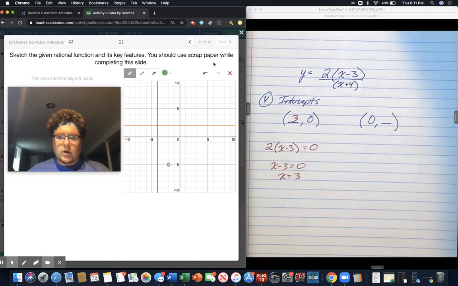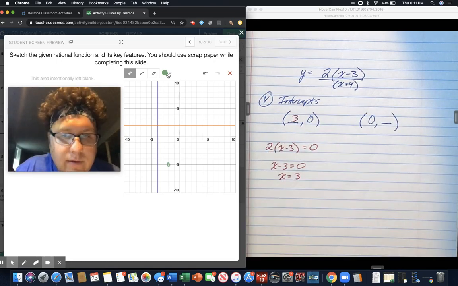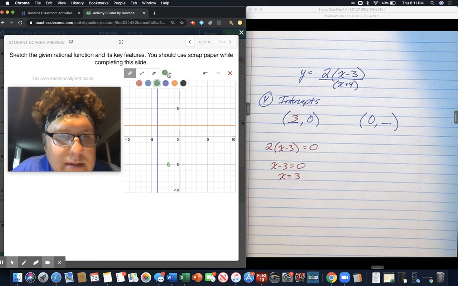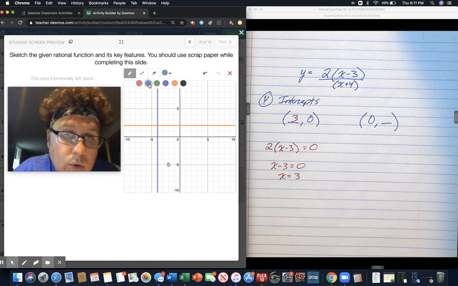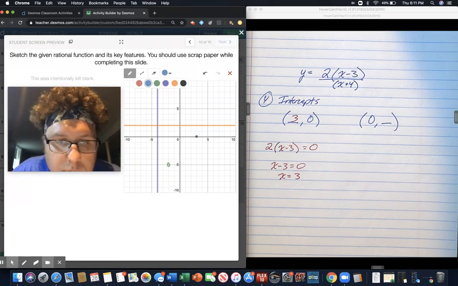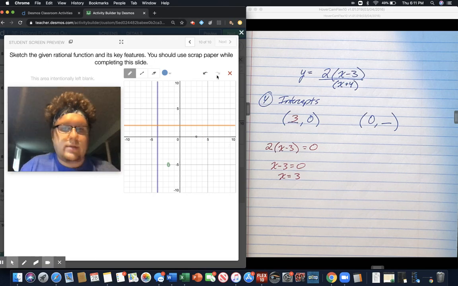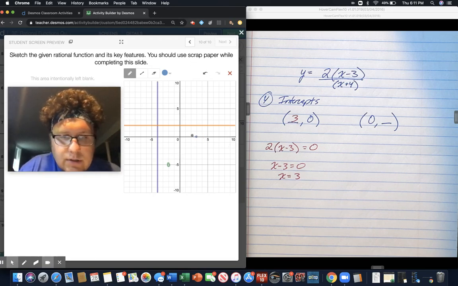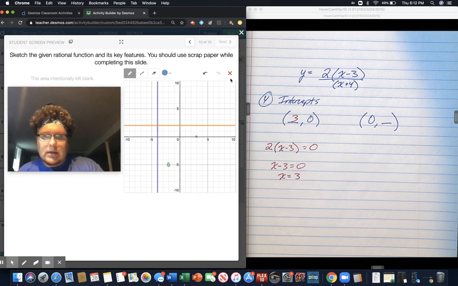So we're going to go over there and we're going to graph 3 comma 0. So I will just choose blue. 1, 2, 3, and we'll make a point there. Okay, so all of a sudden you can see this function looks like it's going to kind of go through this lower right hand side portion. And let's see, another intercept.